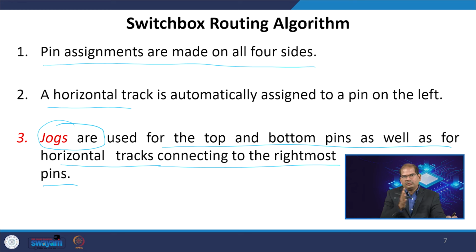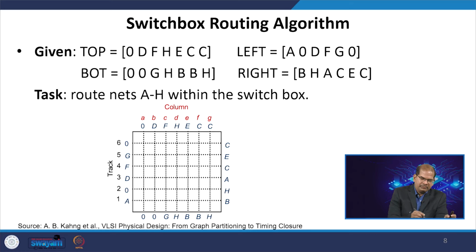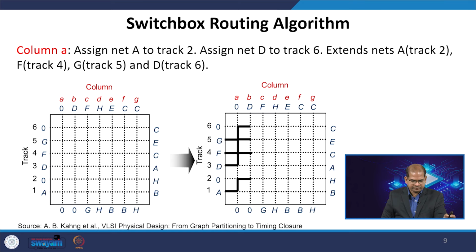Okay. So, we can introduce jogs in the routing such that we can connect to any one of the pin connections. We will do one at a time. We have top, bottom, left and right, and our goal is to route all the nets A to H within the switch box. How can you do the routing?